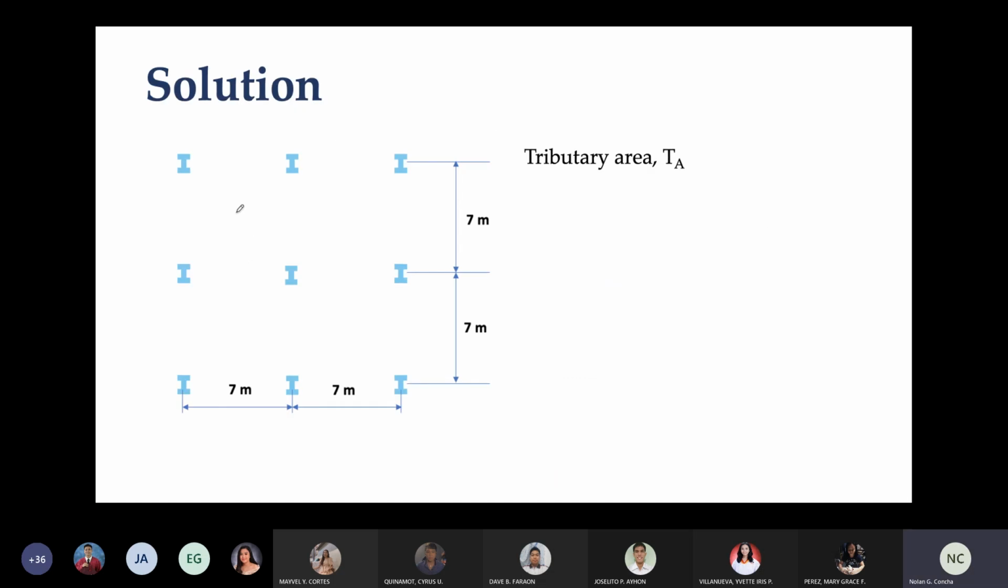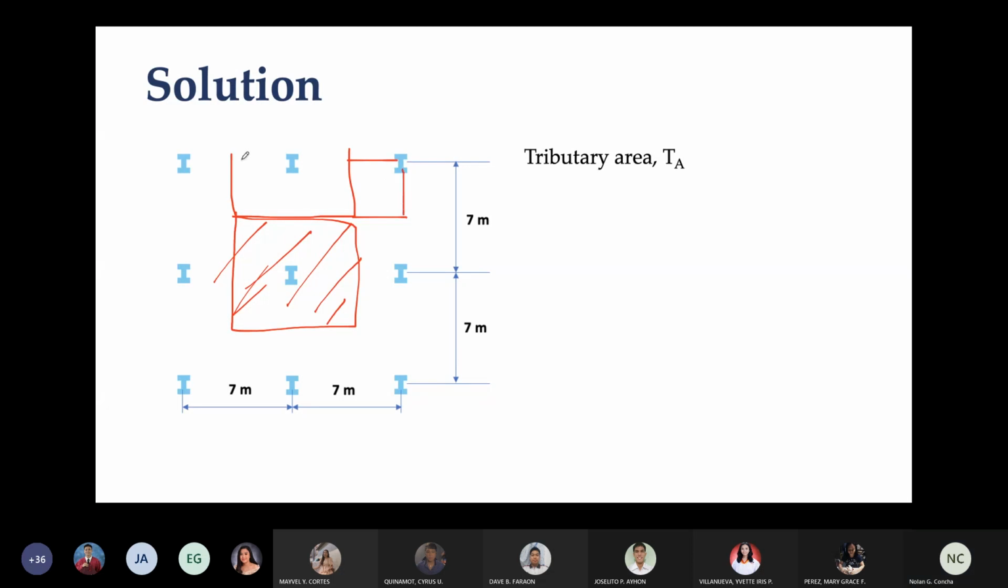Tributary area, syempre, ito yon. Yan ang kakainin niya, no? Dadalhin niya. So itong column na to, ito lang ang dadalhin niya. Ito naman, dahil nasa gilid siya, ito lang ang dadalhin niya na tributary area. So since nasa gitna yung column, edi ang laki nung sinakop niya, no? 3.5, 3.5, so 7. 3.5, 3.5, so again 7. So yan yung kanyang tributary area. 7 by 7. And therefore, you have 49 square meters.